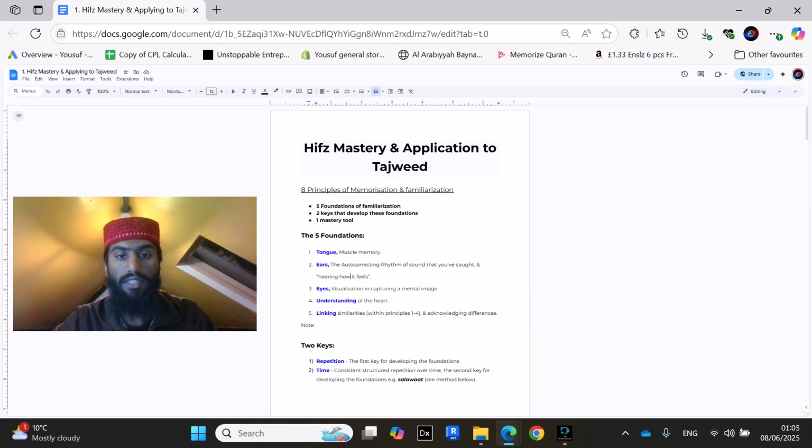Now, 2 keys that develop these foundations are what? Repetition and time. Okay, repetition is the first key, and that's very important, right? The 2 keys: time as well. Time is being consistent in structured repetition over time. Okay? For example, salawat. We can do this method where we utilize our time in a good manner.